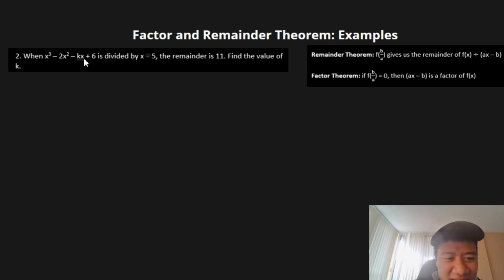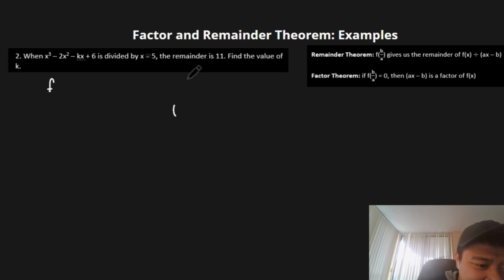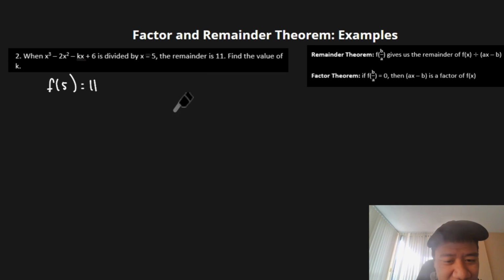since if we divide this with this, the remainder is 11, that means that if we substitute the corresponding number of our factor here, which is 5, into our function, it should give us the remainder. And since we know that is 11, that means f at 5 equals 11. This comes from our remainder theorem. And it makes sense, right?